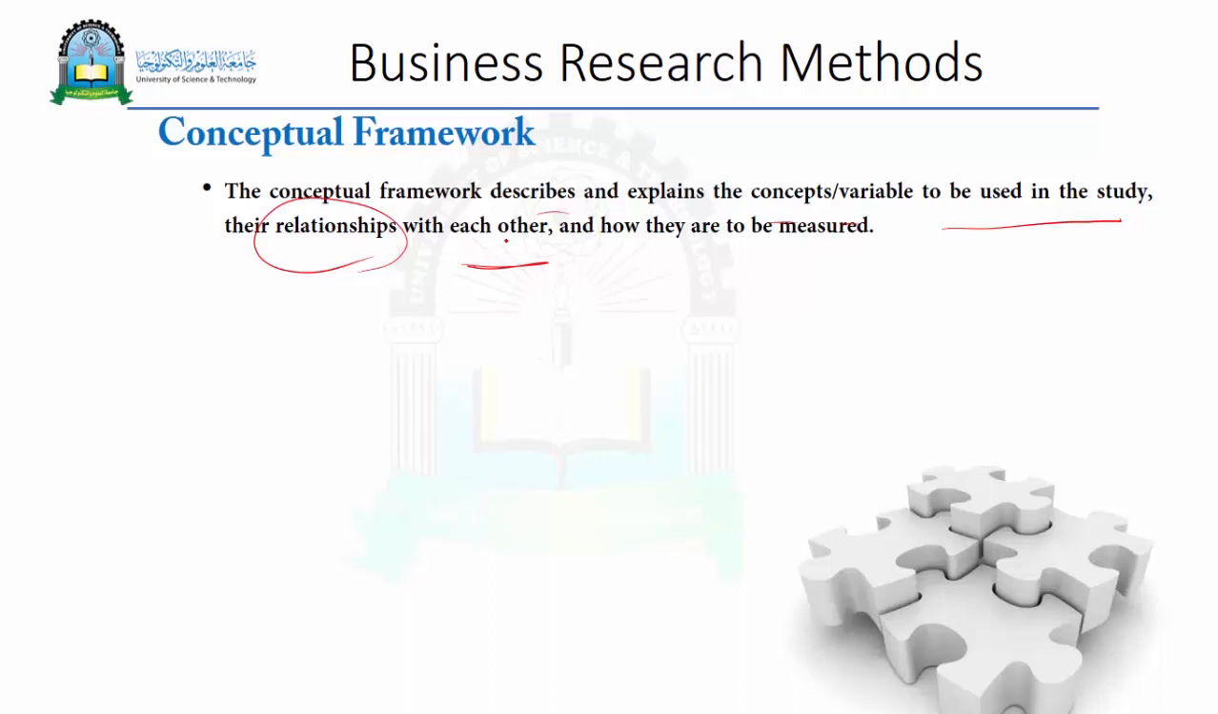This model is simple or complicated. The simple one contains the IV, which is going to affect or has a relationship with the DV, which is the dependent variable. In a complicated one, we introduce some other variables, in which we have a mediator or a moderator. So it is what we call the conceptual framework that can describe and explain these concepts and variables, these types of relationship, and how they are to be measured.